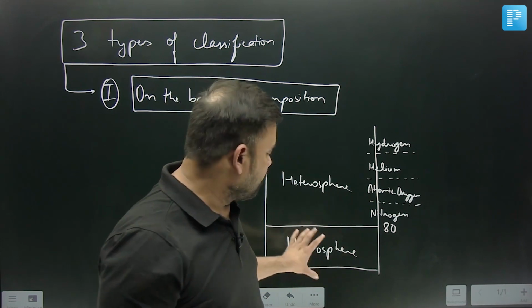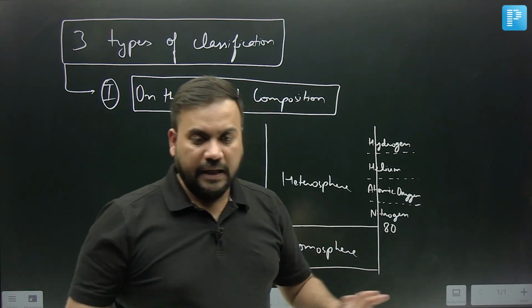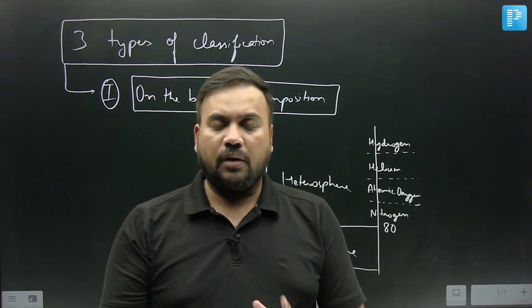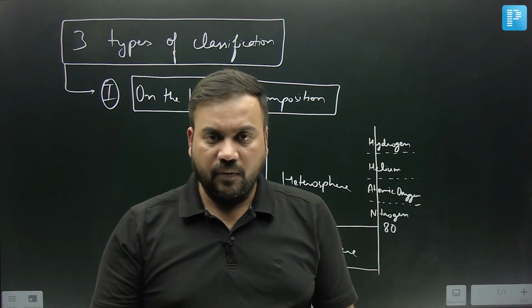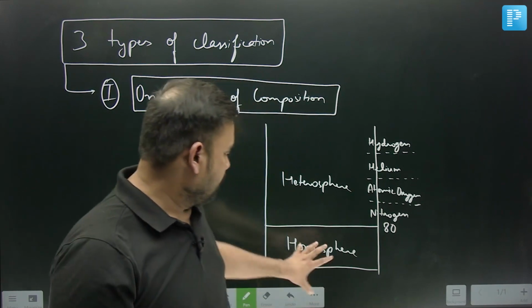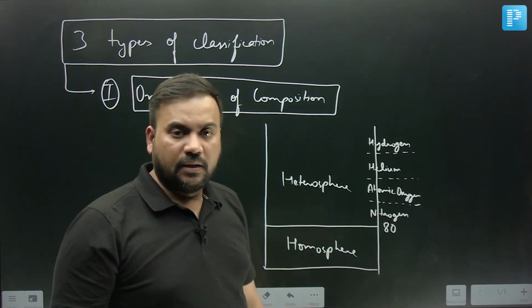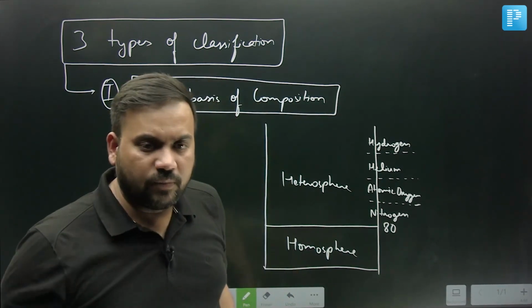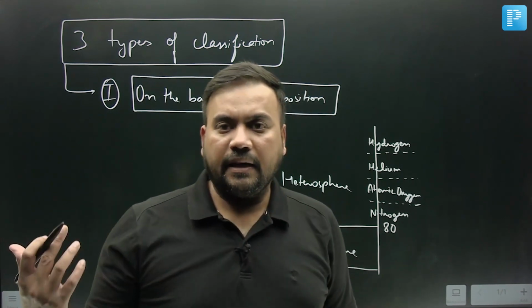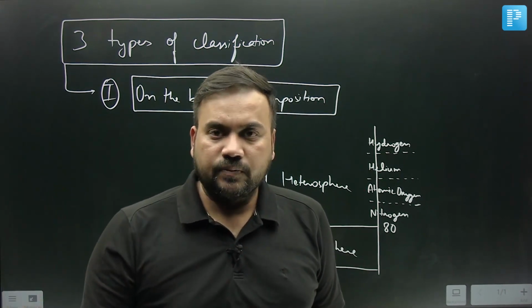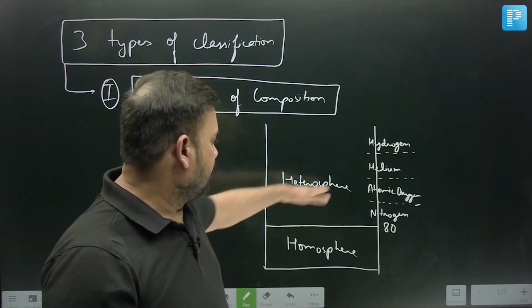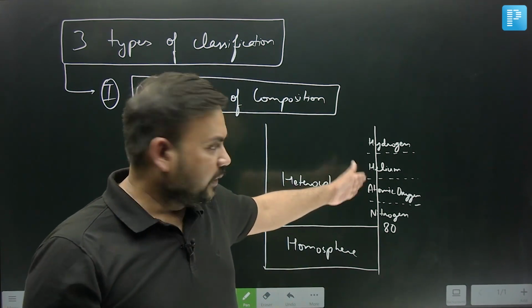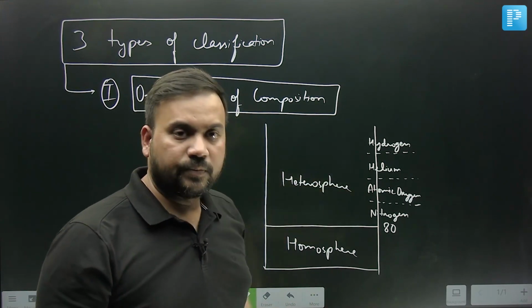If you remember, we saw that in the homosphere there was a fixed composition of the dry air that we talked about. You remember the concept of dry air? So there is a fixed composition. Now, one question that comes to my mind here is, why is there a fixed composition in the homosphere and not so much of a fixed composition in the heterosphere?